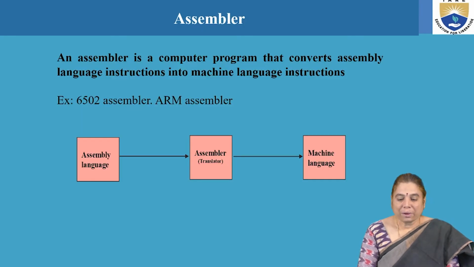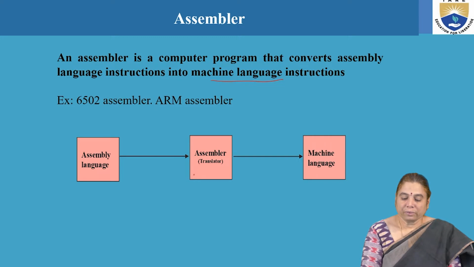So an assembler is a computer program that converts an assembly language program into machine language instructions. So this is the assembler, or the translator, which receives assembly language code and converts it into machine-level language code. Examples of assemblers are the 6502 assembler and the ARM assembler.